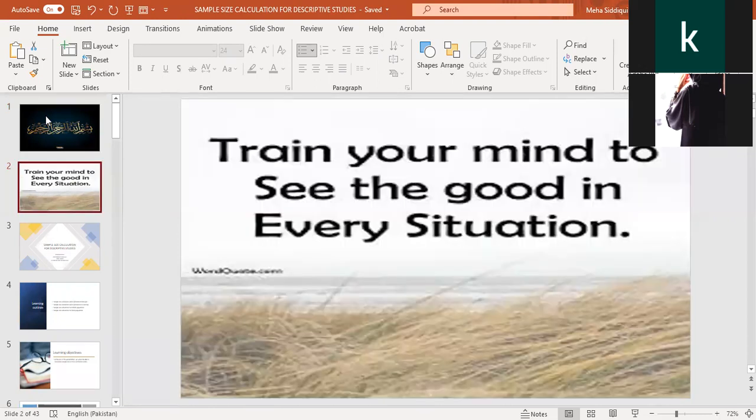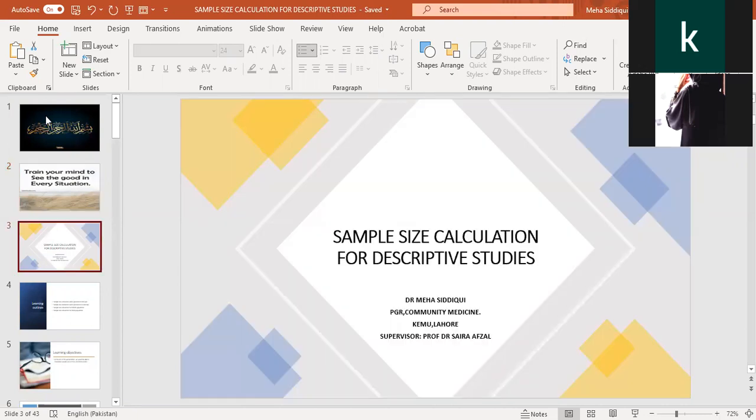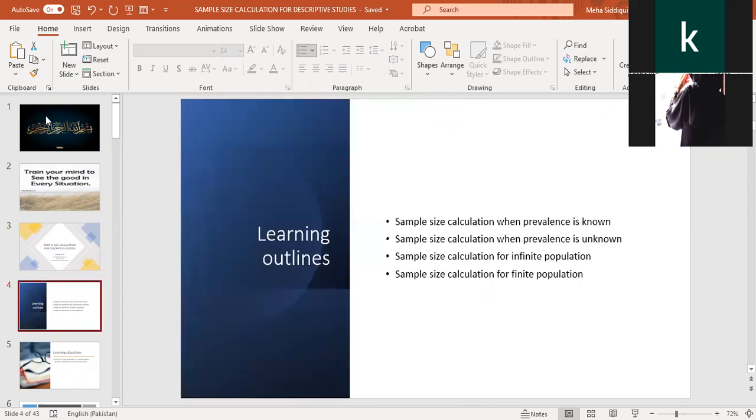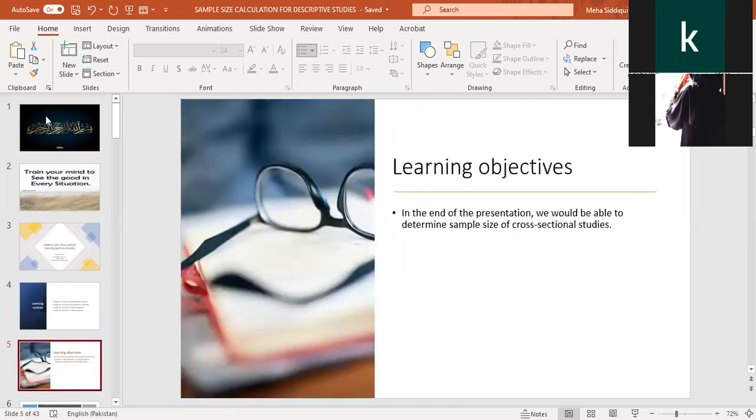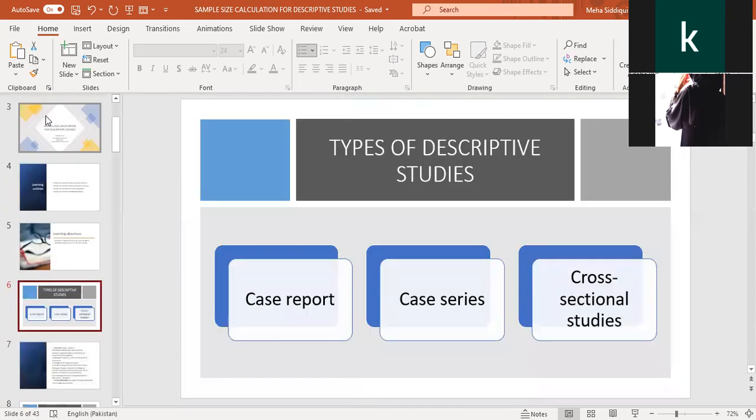Bismillahirrahmanirrahim. Quote of the day: train your mind to see the good in every situation. Today, the topic of my presentation is sample size calculation for descriptive studies. Learning outlines are sample size calculation when prevalence is known, sample size calculation when prevalence is unknown, sample size calculation for infinite population, sample size calculation for finite population. Learning objectives. In the end of presentation, you would be able to determine sample size of cross-sectional studies.